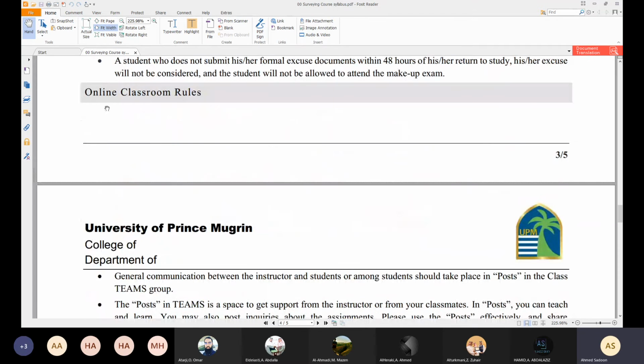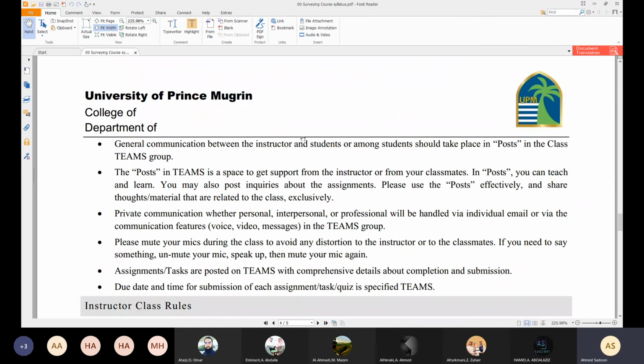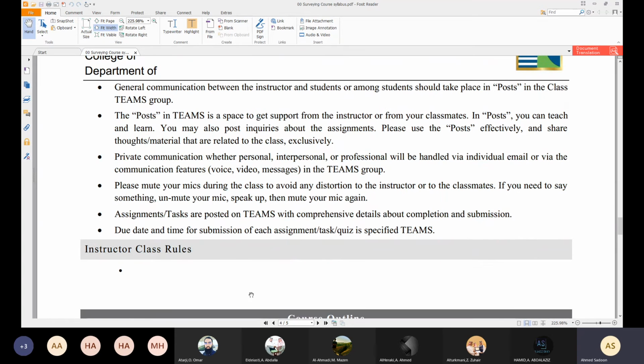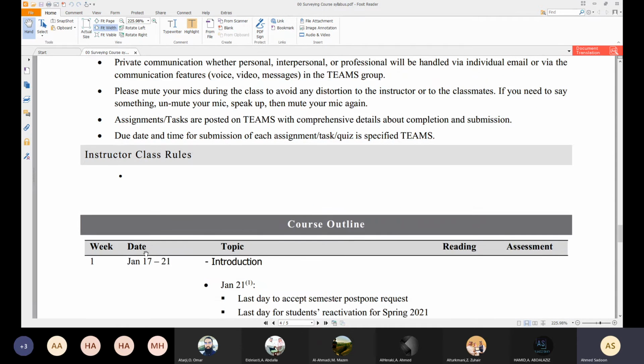Okay, also here we have the online class rules. Most of you are familiar with this. Please go through all of this to know your rights. Of course, regarding the homework assignments and the quizzes, the due date and the time for the submission of each and every assignment, task, and quiz is going to be specified in Teams. So all the assignments, you should upload through Teams. Also, I'm going to send the assignment itself through Teams, and also I'm going to specify the due date in Teams. So make sure that you understand this.